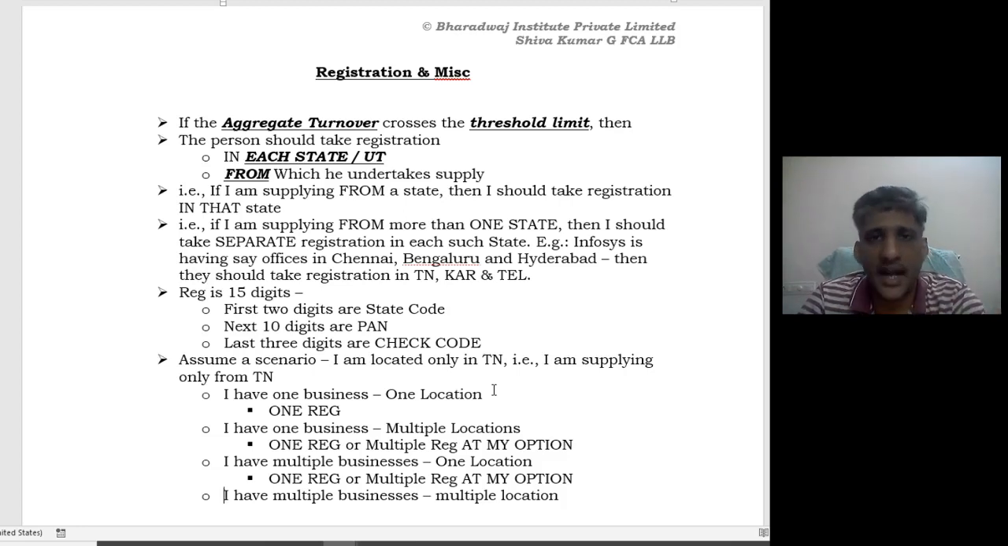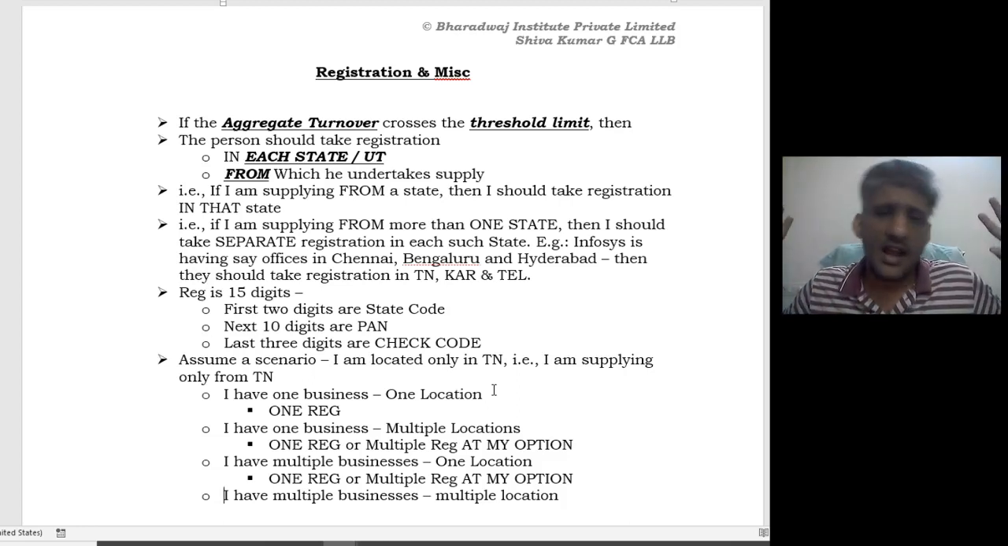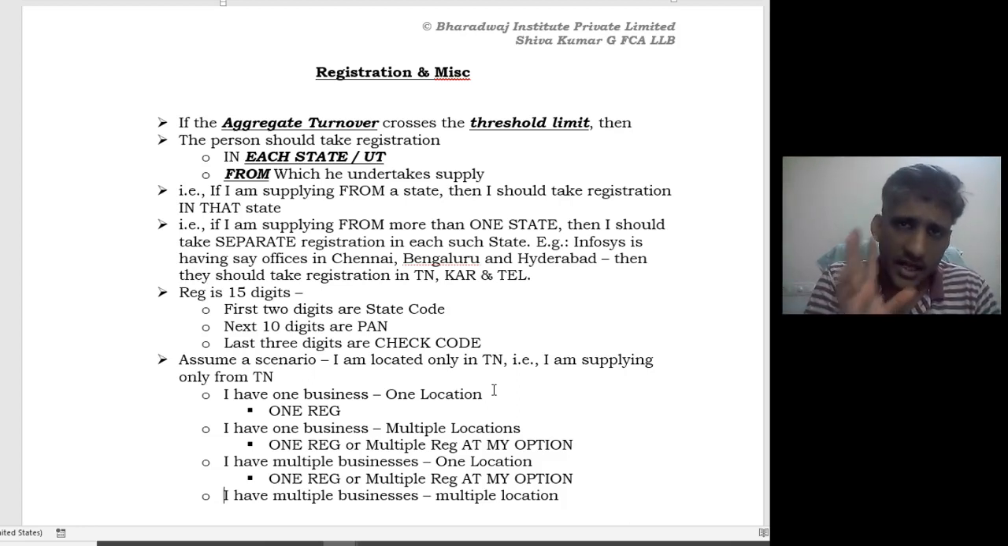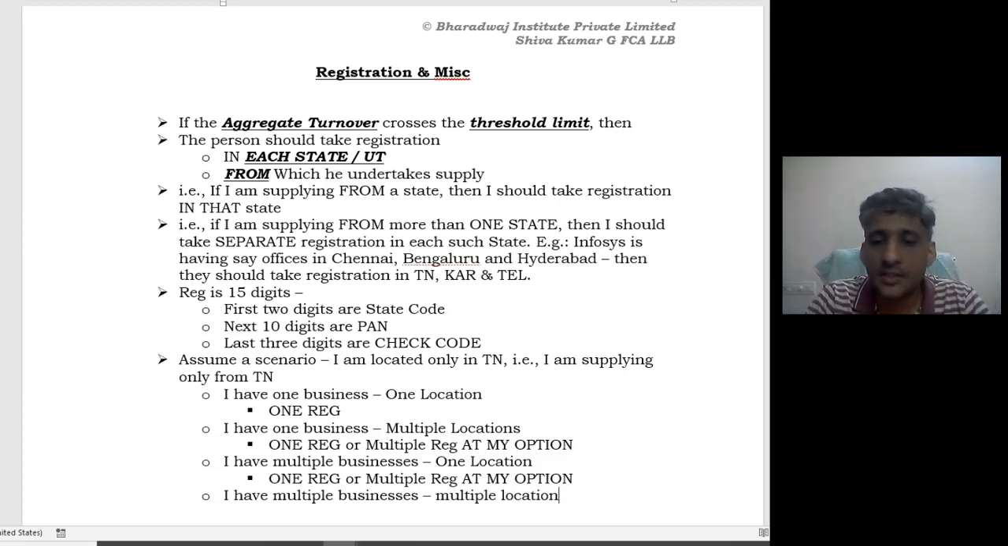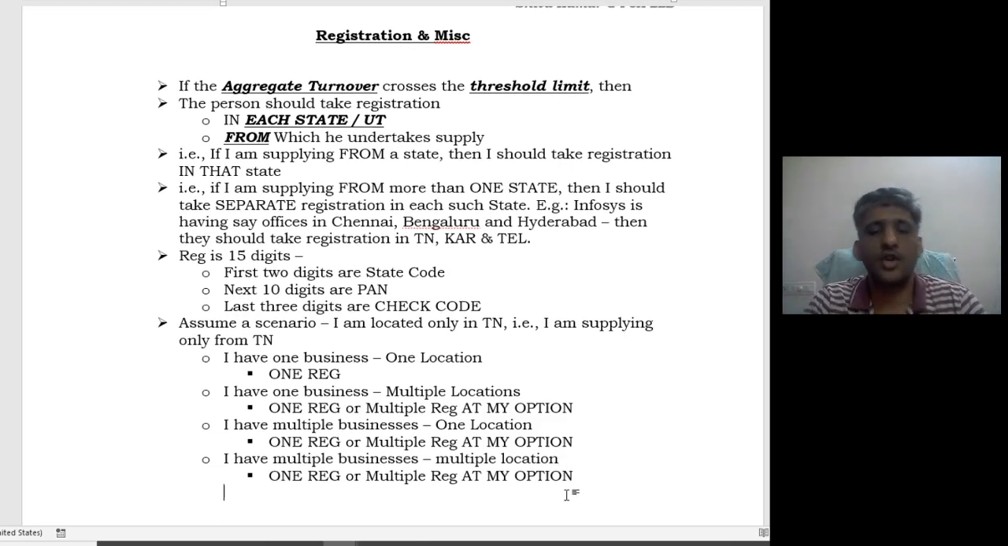If I am a chartered accountant, I am also running a class coaching center. I am also giving, let's say, cooking class. Doing three different businesses all at the same location. Should I have one registration, multiple registrations? I am also running a hotel. Should I take one registration or 3 registrations? My convenience. I can take separate registration for each of my businesses, or I can have one registration. Everything is at my option. Multiple businesses, multiple locations. Again, that is also in my option.